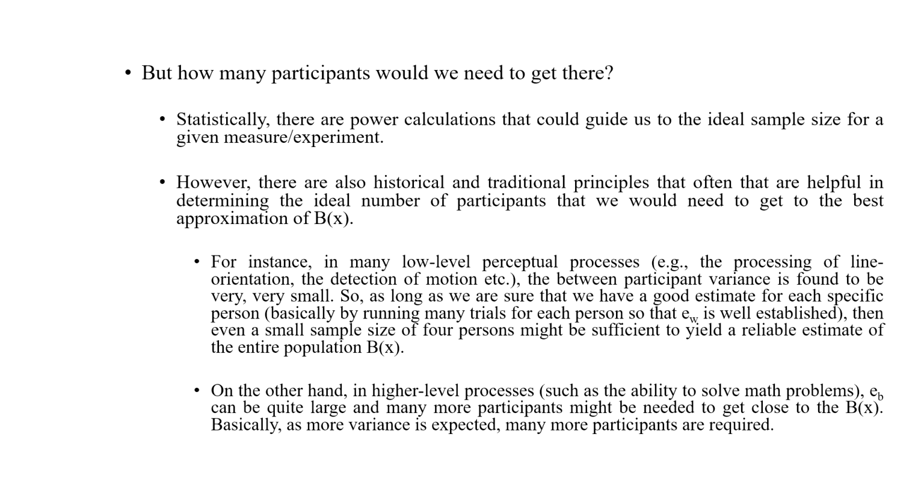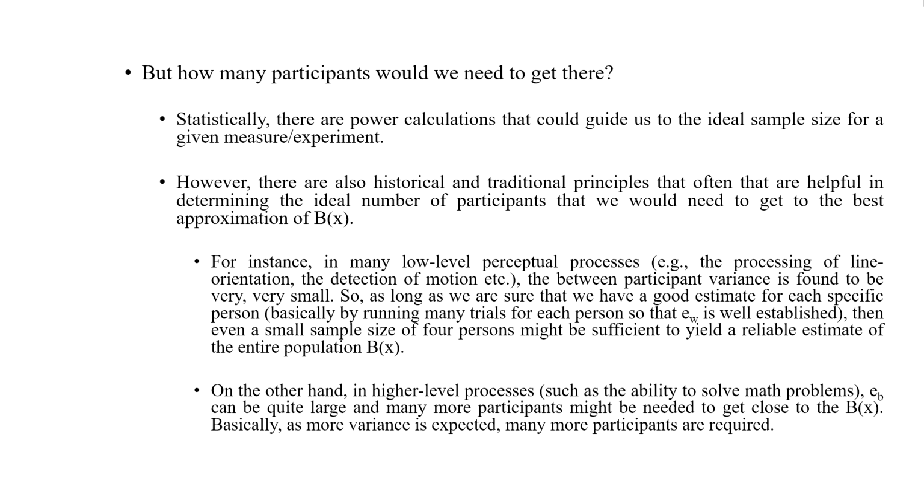Okay. Let us try and understand that conceptually a little bit. In many low level perceptual processes, say for example you want to detect the processing of line orientation, detection of motion, detection of contrast, those kind of things, the between participant error variance is found to be very small. So, as long as we have a good estimate for each specific person, because the within subject error is less by running several trials for one given person, then even a small sample size of 4 to 5 people would be sufficient to yield a reliable estimate of this entire population level perception action loop, or this population level B of x.